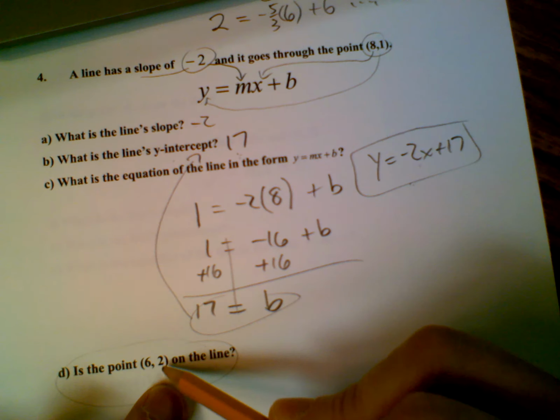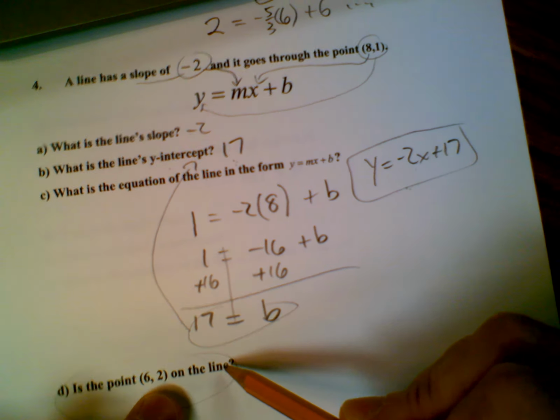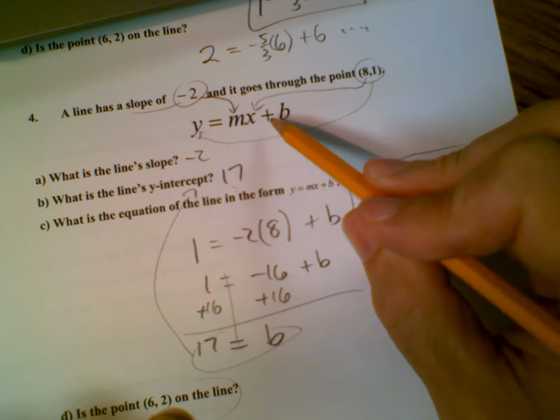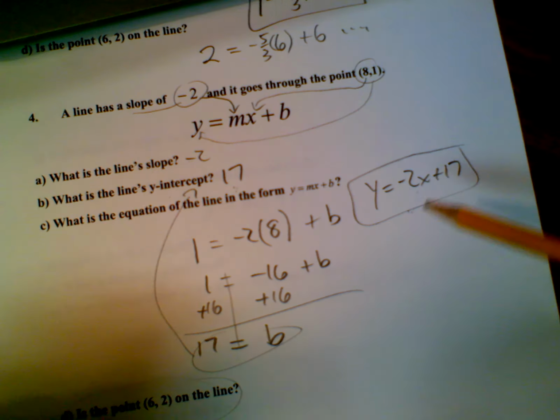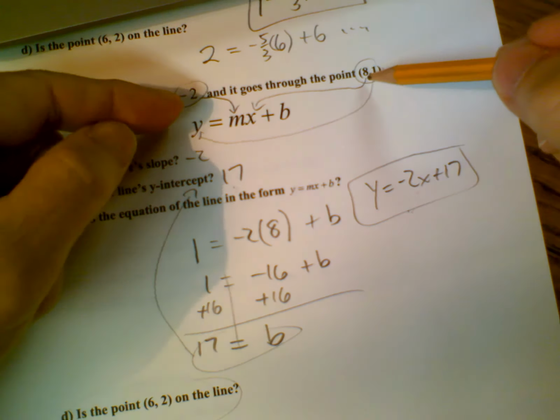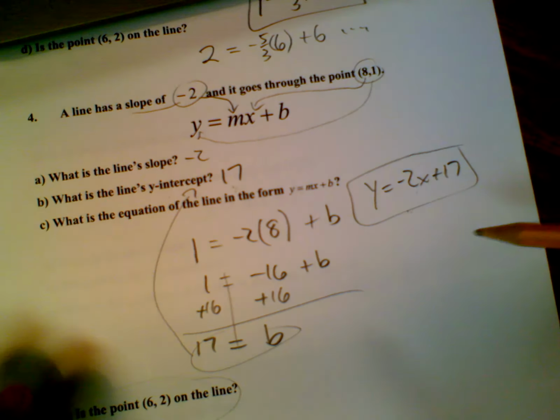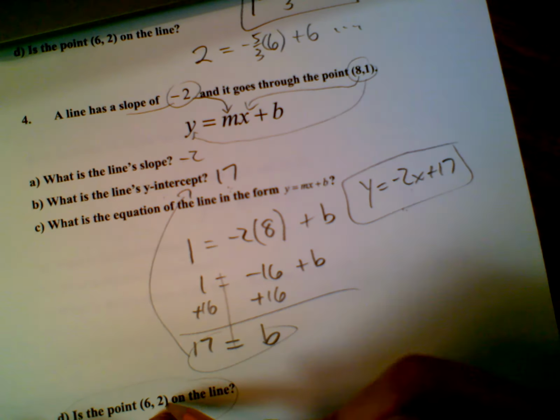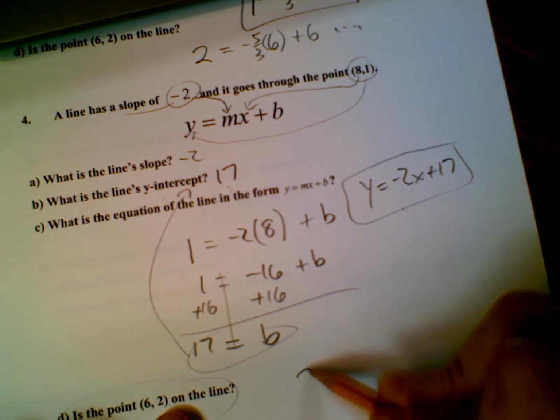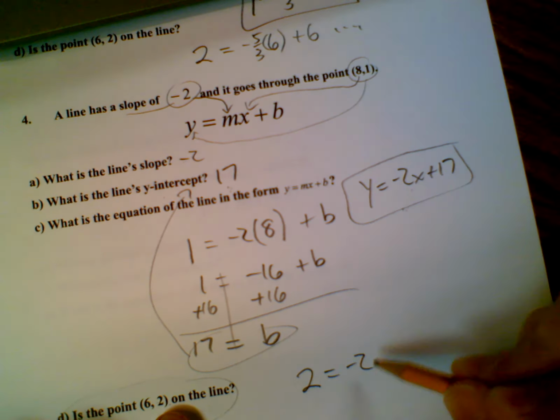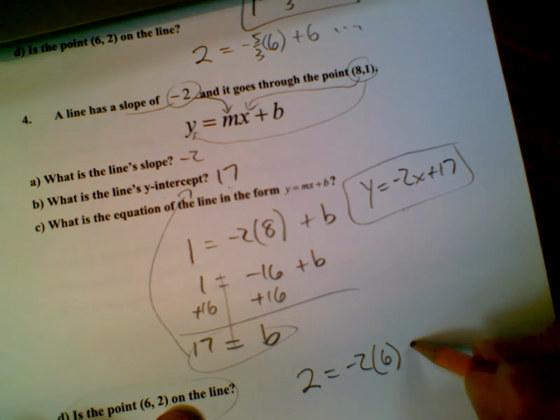There was a question asking you if a point was on the line, and I did not give you the whole equation of the line. And you have to know that I'm going to have to take the information given and find the equation of the line and then plug the 6 and the 2 in. Let's see, 2 goes in for the y, 6 goes in for the x.